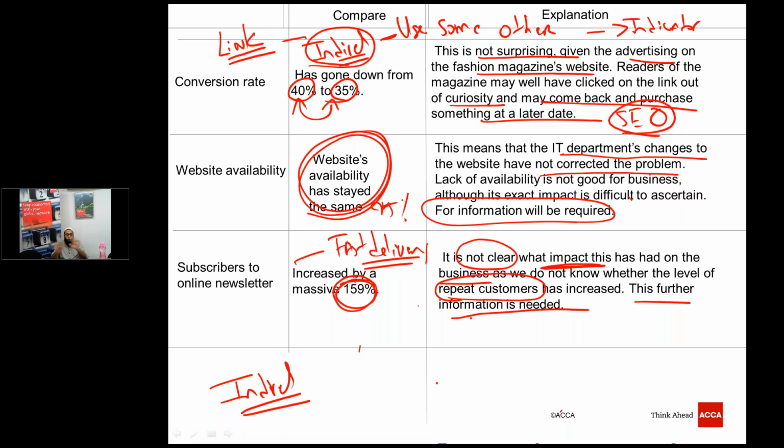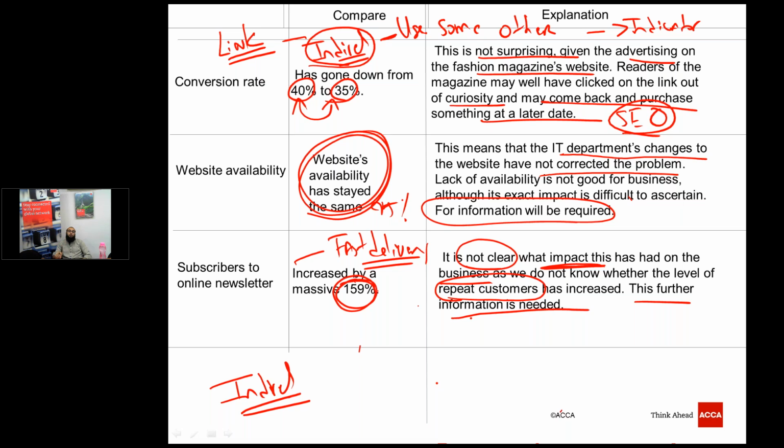Subscribing only does not mean that you'll come again. Getting my point? So if subscribers increased, it does not mean that you got the customers back. Are you getting my point? So don't think that you got customers back. People have just subscribed to the newsletter, but actually how many got the service?